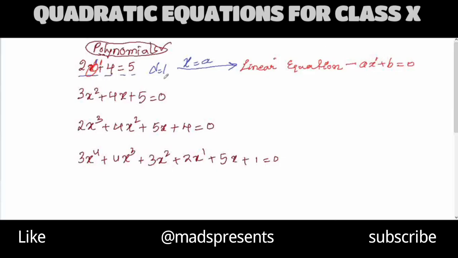Coming to the second equation, 3x square plus 4x plus 5 is equal to 0. Here the highest power of x is 2, therefore the degree is equal to 2. So what is the degree of this equation? The degree of this equation is 2.